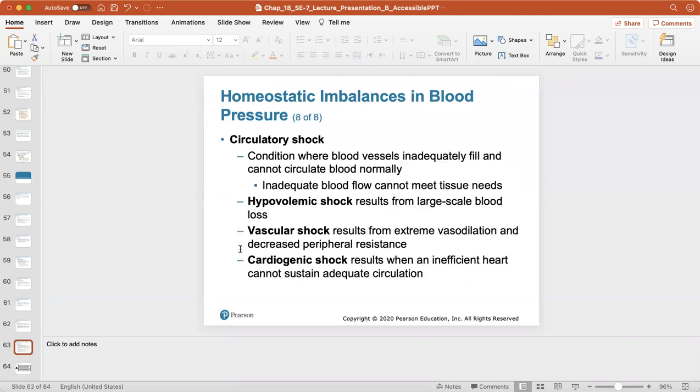Circulatory shock, then, is a condition where your blood vessels are inadequately filled and cannot circulate blood normally. An inadequate blood flow cannot meet the tissue needs. Hypovolemic shock results from a large-scale blood loss. Vascular shock results from extreme vasodilation and decreased peripheral resistance. And cardiogenic shock results when an inefficient heart cannot sustain adequate circulation.